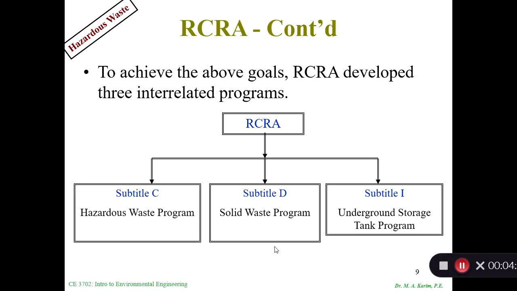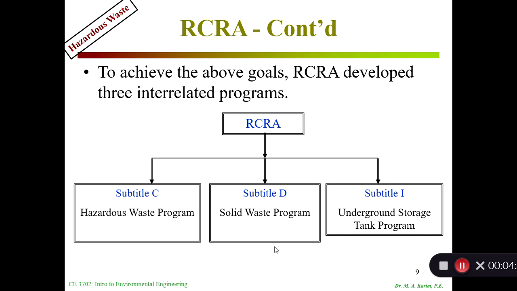So here is RCRA. To achieve the above goals, RCRA developed three interrelated programs. One is Subtitle C that deals with the hazardous waste program. Subtitle D is a solid waste program. Subtitle C is the hazardous waste, that's the topic that we are doing. Subtitle D we already did in topic 7, right? Topic 7 was the solid waste. And Subtitle I is the underground storage tank. So these are the three interrelated programs that RCRA developed.